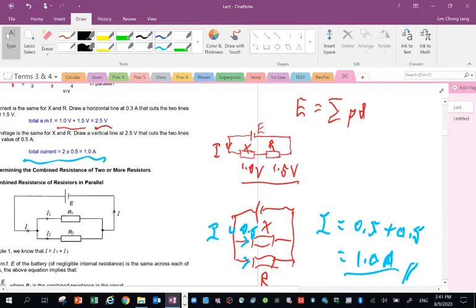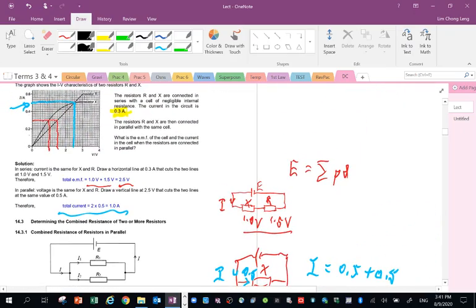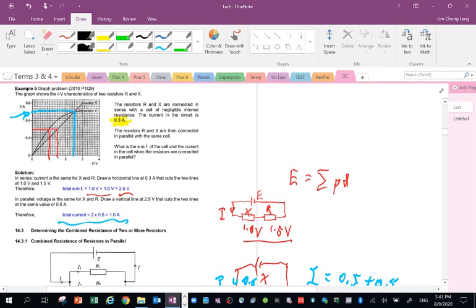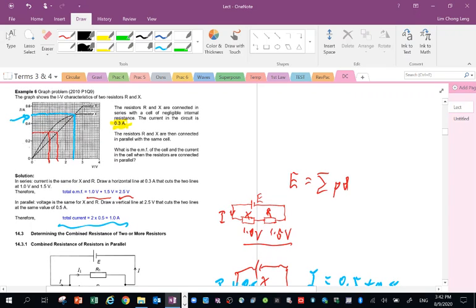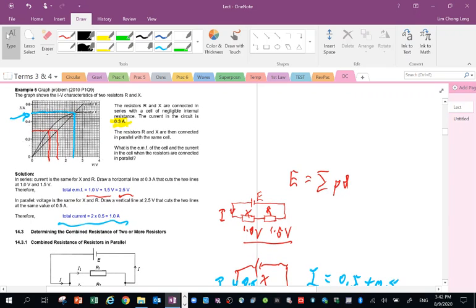So today we have learned Kirchhoff's first law and second law. We have learned the circuit symbols, and we also learned how to apply Kirchhoff's law as well as Ohm's law in various situations. In the next lecture, I will continue with combining resistance of two or more resistors in series as well as in parallel. Okay, thank you very much.